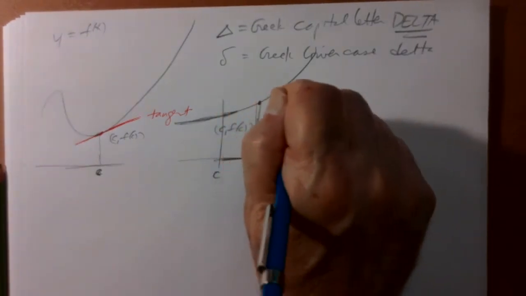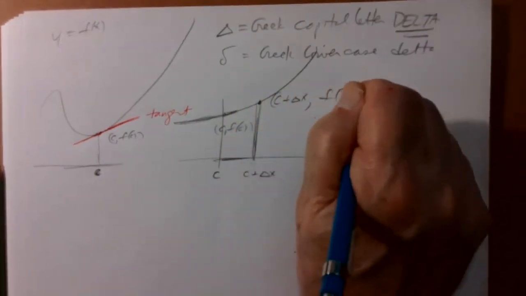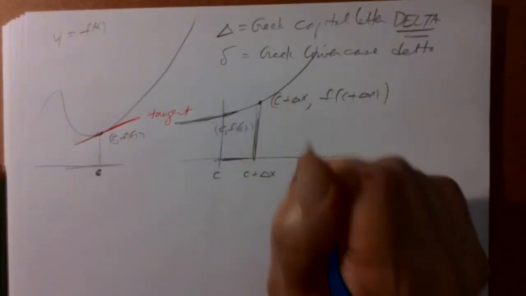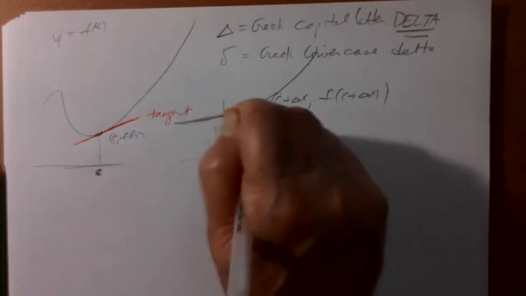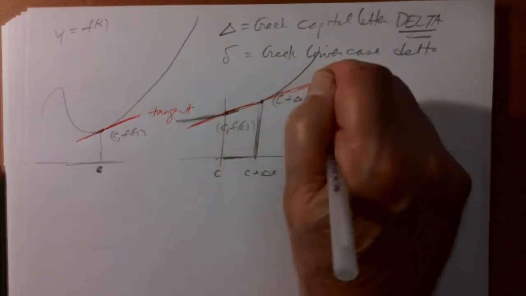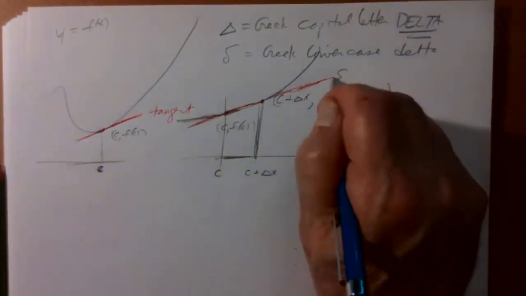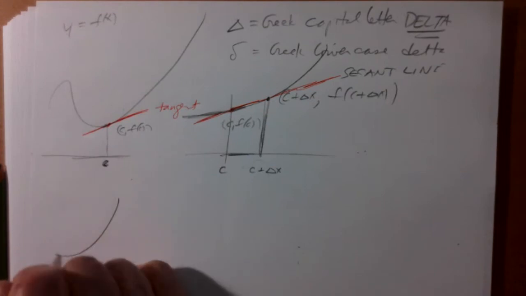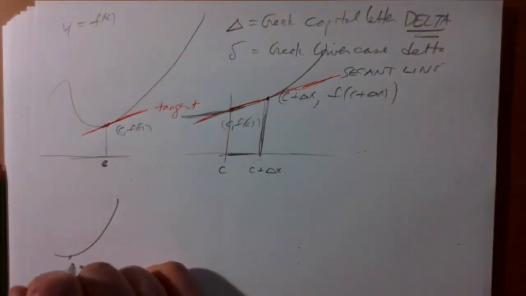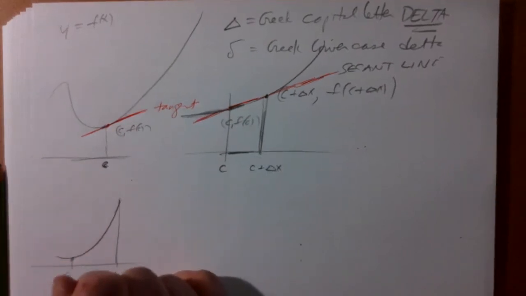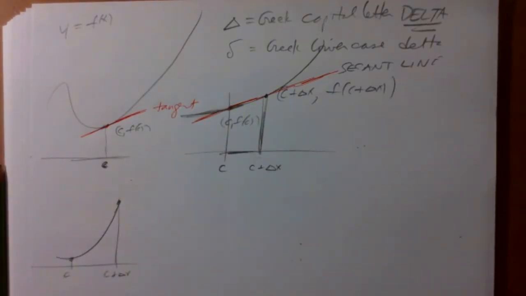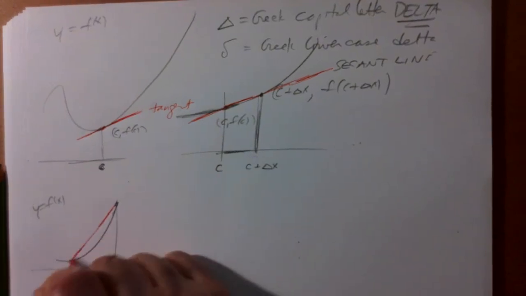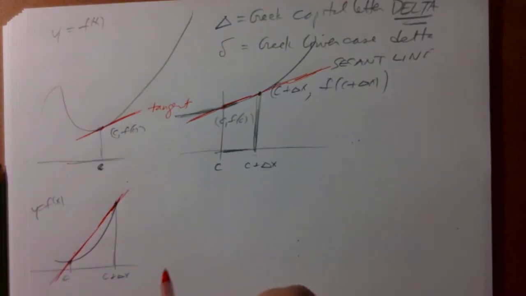So this point on the curve is C plus delta x, that's the x coordinate. And then we evaluate the function at C plus delta x. And through these two points, we can draw a line. This line is called a secant line. So let me just blow that up a little bit. Let's say this is C, and this is C plus delta x. So I have these two points on the curve. This is all part of the curve y equals f of x. And I draw the straight line between those two points.